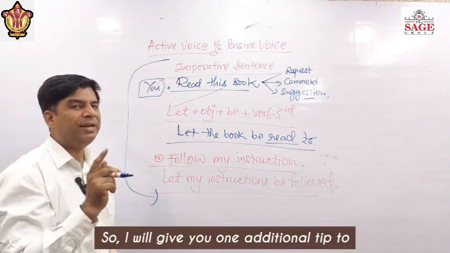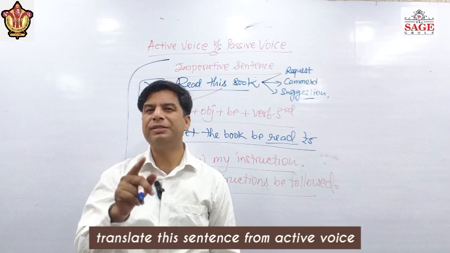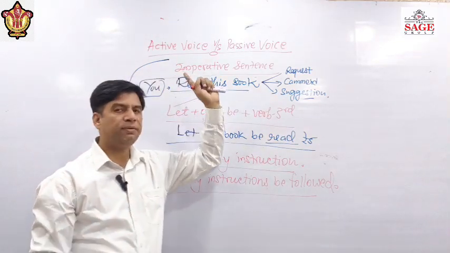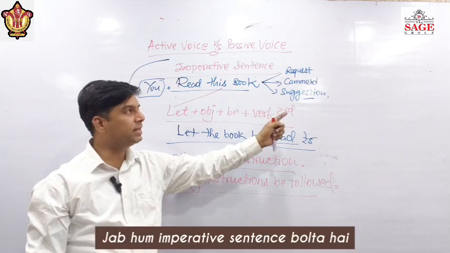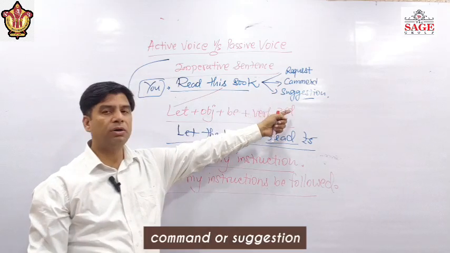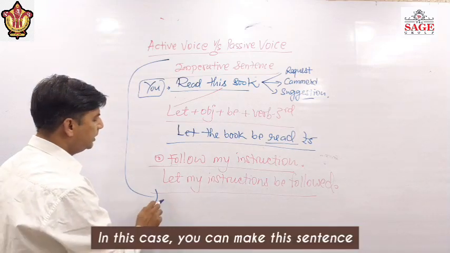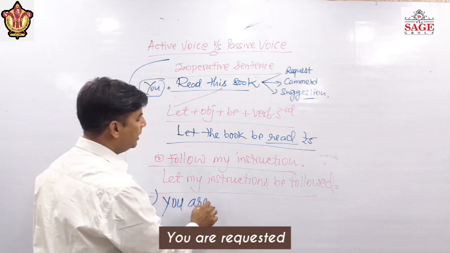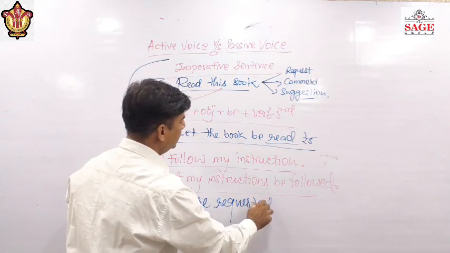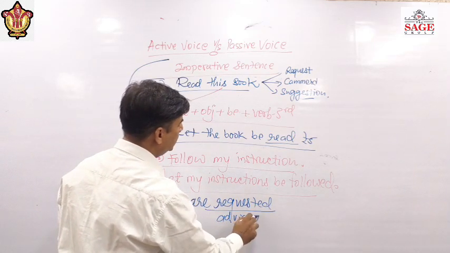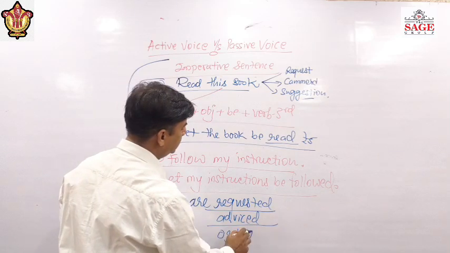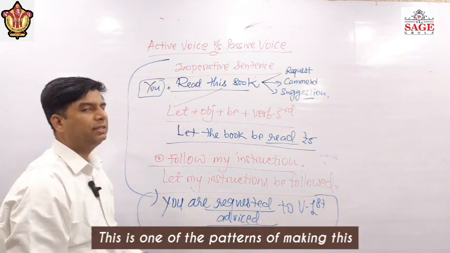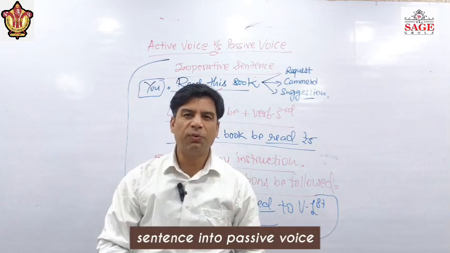So I'll give you one additional tip to translate this sentence from active voice to passive voice. These three are the words when we use an imperative sentence. जब हम imperative sentence बोलते हैं, it can be request, command or suggestion. In this case, you can make this sentence into passive voice with this pattern. You are requested or advised or ordered to, then use the first form of the verb. This is one of the patterns of making this sentence into passive voice.